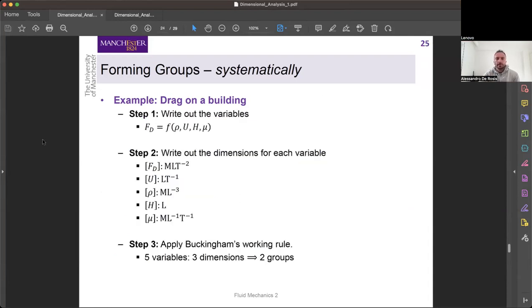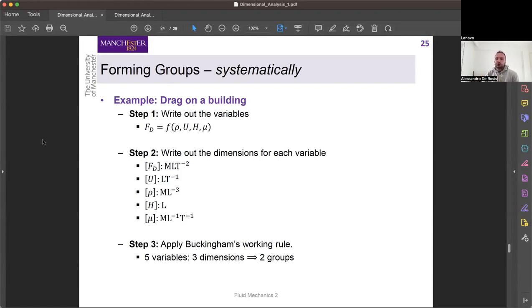So what do we do? First step, we state our variables. We want to compute the drag force. The flow will come with a certain velocity. It has a certain viscosity, a certain density, and it will impact a wall of height h. So we have 5 variables. We need to identify input and output of the problem. Specifically, we want to estimate the drag force given the remaining quantities. So the drag force will be the output of the problem.